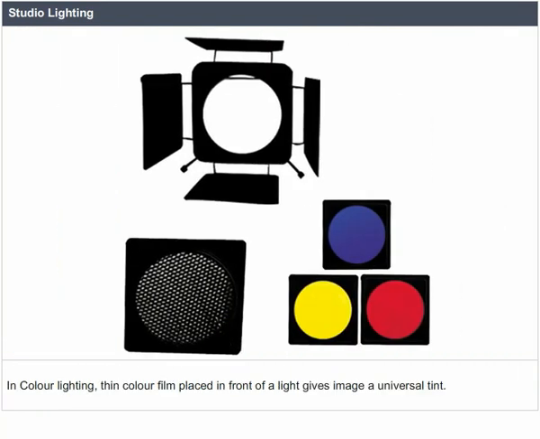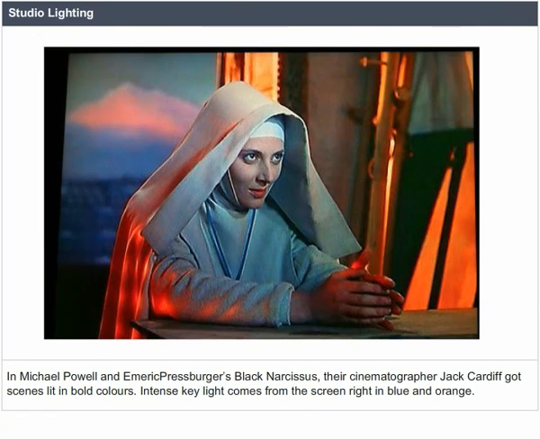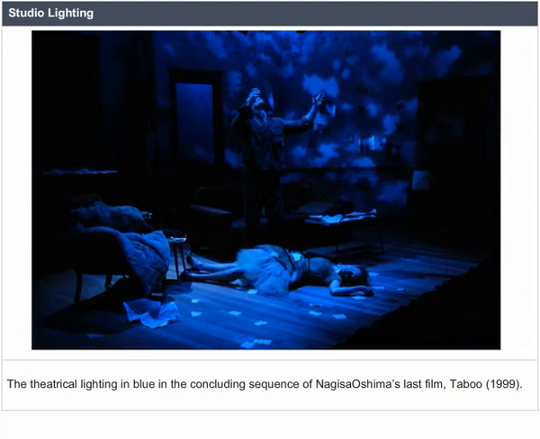In color lighting, thin color film placed in front of a light gives the image a universal tint. In Michael Powell and Emeric Pressburger's Black Narcissus, their cinematographer Jack Cardiff got scenes lit in bold colors. Intense key light comes from the screen right in blue and orange. The theatrical lighting in blue in the concluding sequence of Nagisa Oshima's last film, Taboo, 1999.